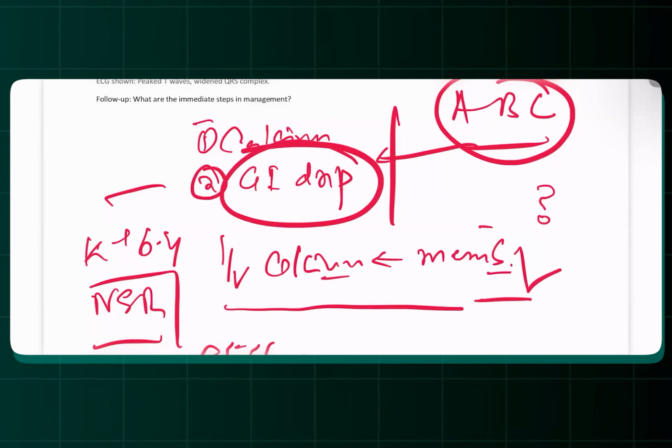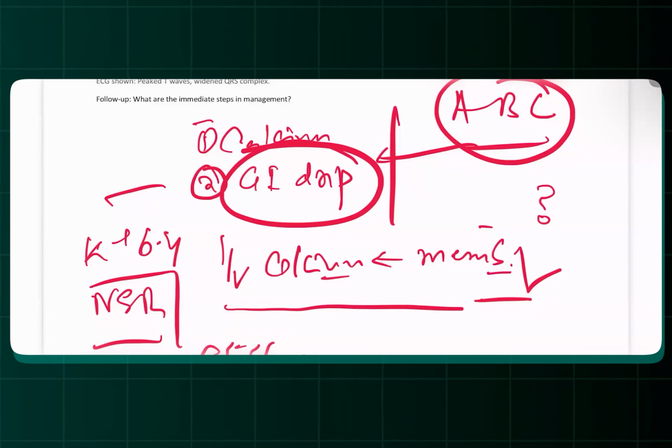What about the GI drip? Why do we use it? Sir, it reduces the potassium level rapidly. Rapidly? How? Sir, insulin shifts the potassium intracellularly. Who will do that, glucose or the insulin? Insulin. So why do we say we have to give glucose along? Sir, to prevent hypoglycemia.